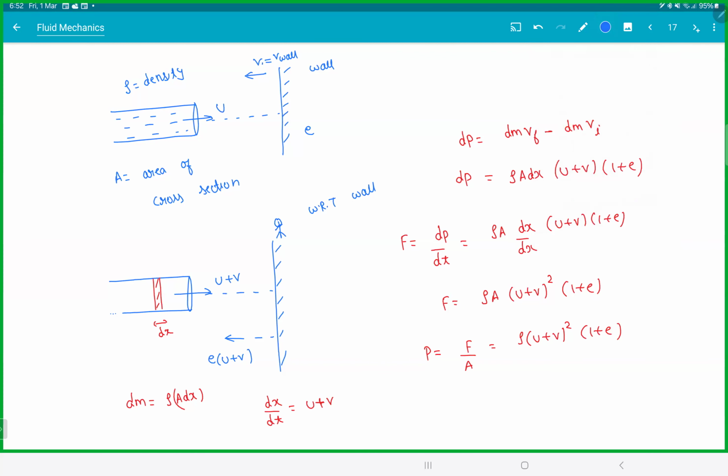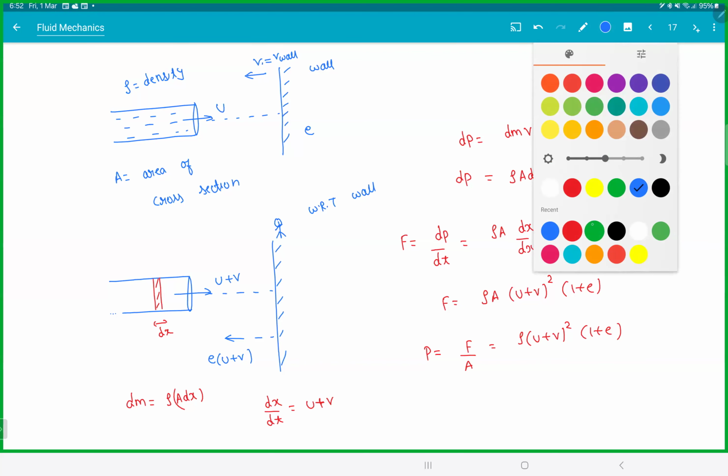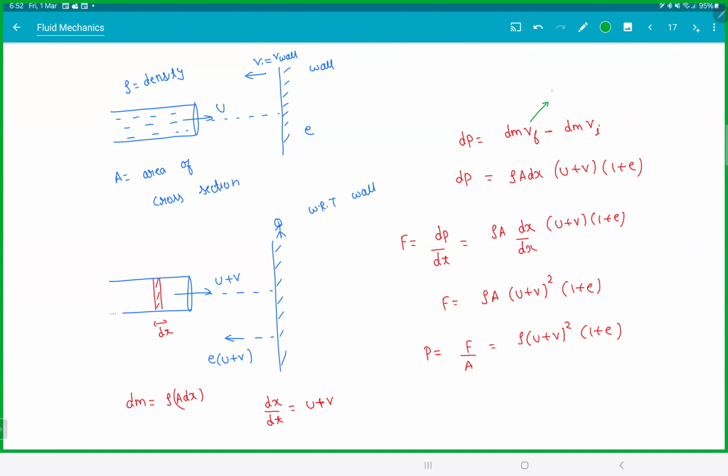Change in momentum, it is minus of minus. This v final is minus e (u plus v). V initial is u plus v. I skipped the steps. Please check it out.